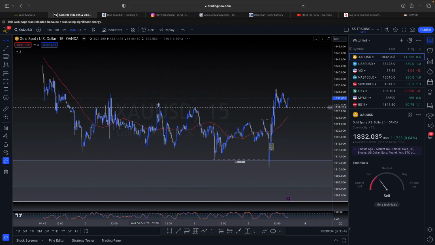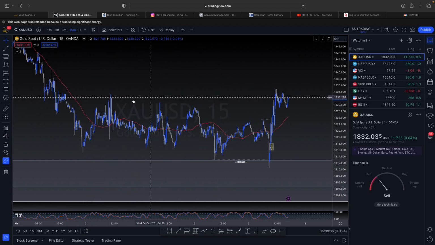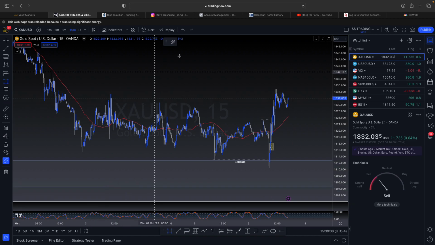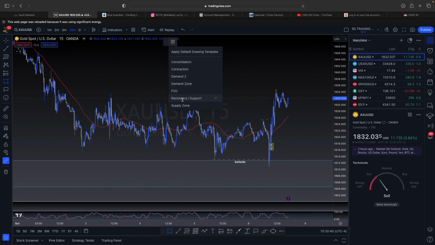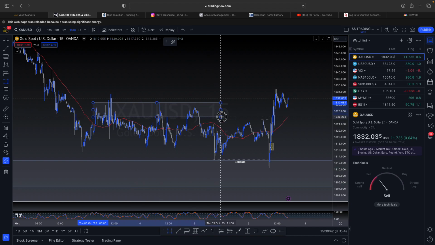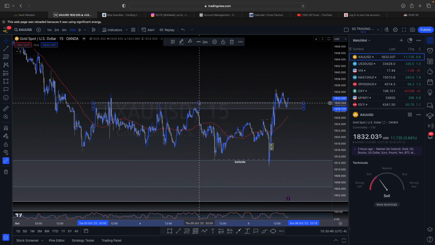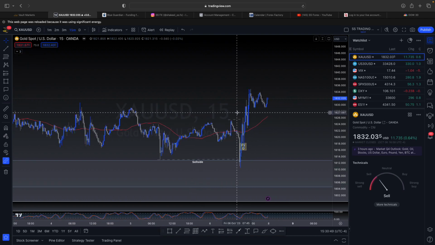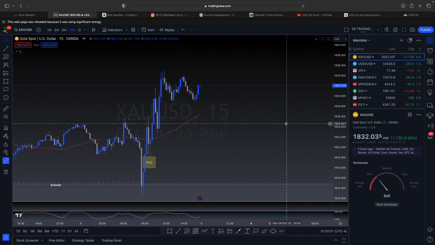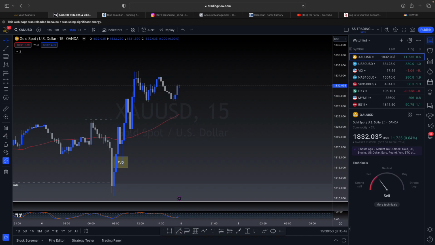We've been consolidating in this area. We broke above the resistance, which was here. So we broke above this resistance area here, and we also retested it. So looking good on a bullish bias for the week. I want to see price take out these lows here.